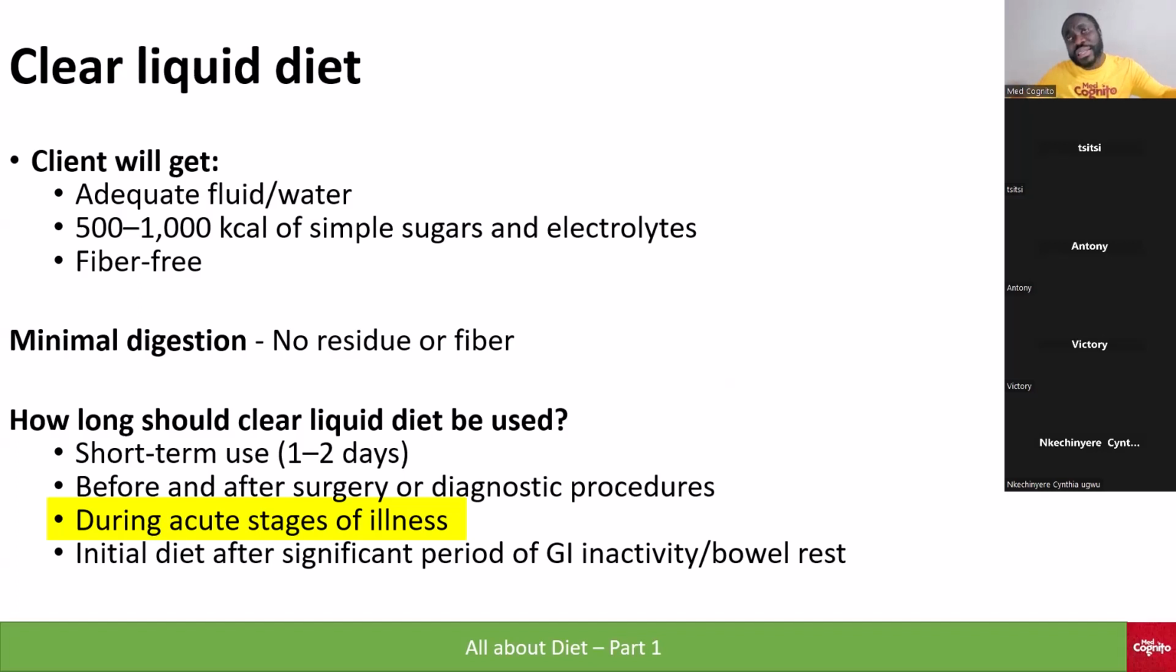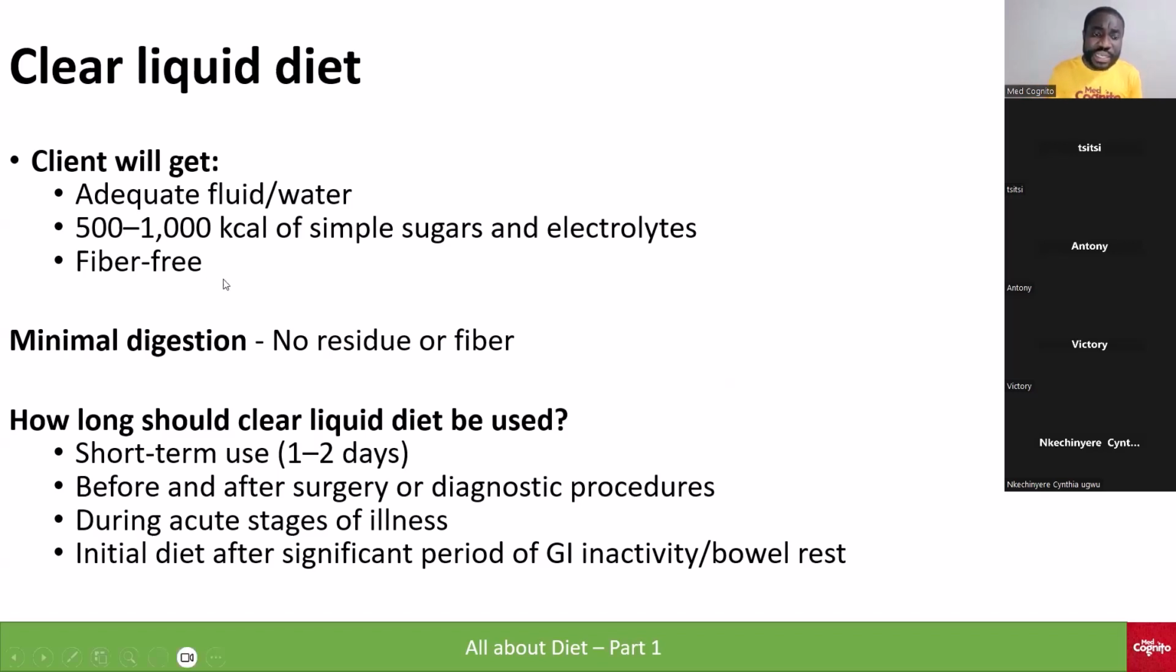And you may also have a client who has been kept nil per os, nothing by mouth, for some time, and you want to start introducing foods to the client. You can usually start with the clear liquid diet. So we've learned nil per os, we've learned that clear liquid diet looks like a transition from nil per os, as the client has had some bowel rest, and to get the bowels going again.